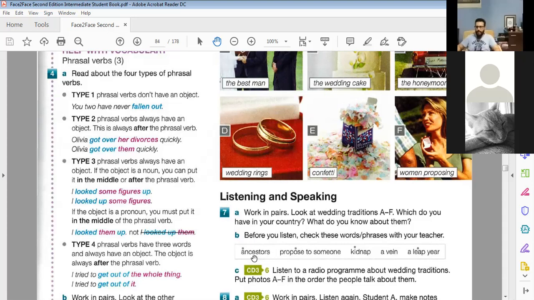Let's take a look. We have ancestors, proposed to someone, kidnap, vain, a leap year. I think you know all of these words now, right? A leap year, we know it. Propose to someone, yes, to propose marriage. Ancestor, we know it. Kidnap, we know it. But vain, I forgot it. Maybe it means attractive. No, that's not it, vain. Like in the spelling, different. V-A-I-N. Yeah, vain. We're now on vanity. Vanity. Correct. Yeah. Right, yes. Vain means conceited, or arrogant, something like that.